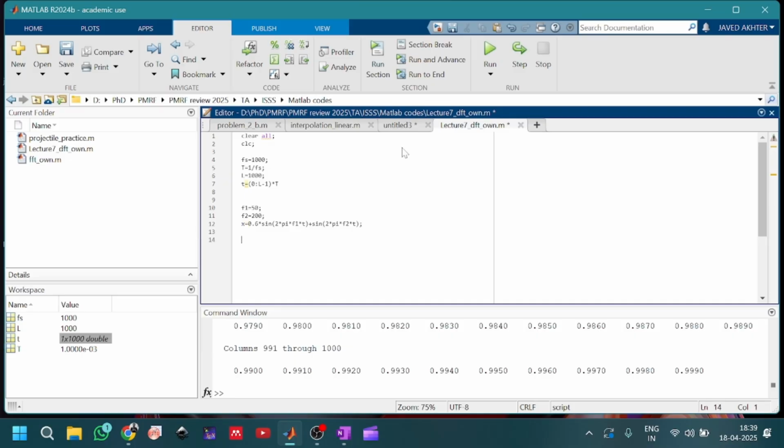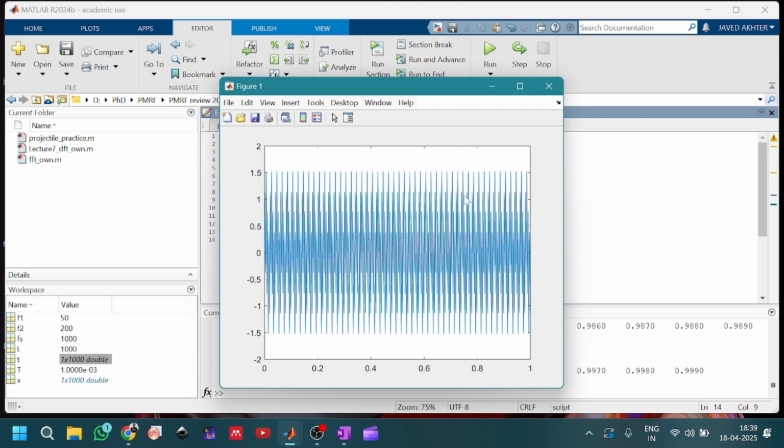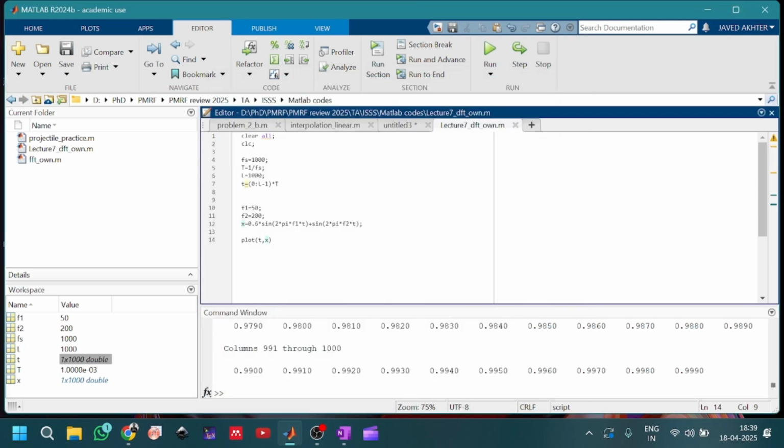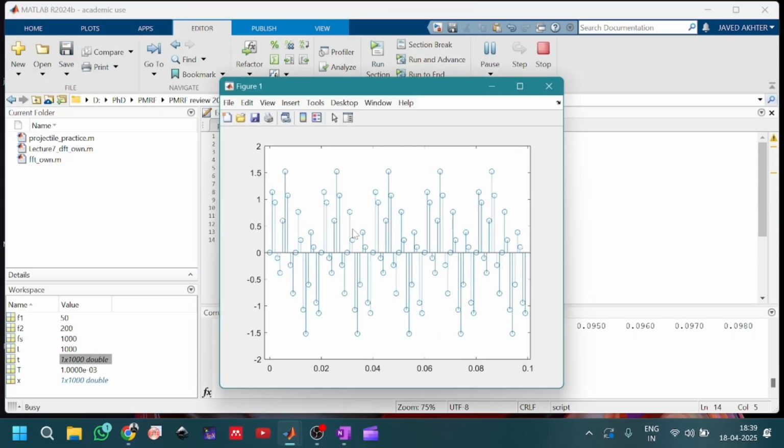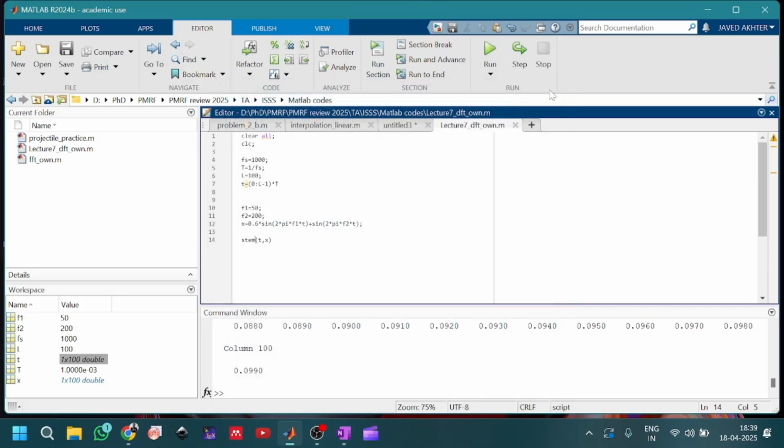So let me look at the output. It is tx. So let me run it. Okay, so this is how our signal looks like. So maybe we can show you for once that this is a discrete stem plot. Okay, so this is the data point we are getting with time.